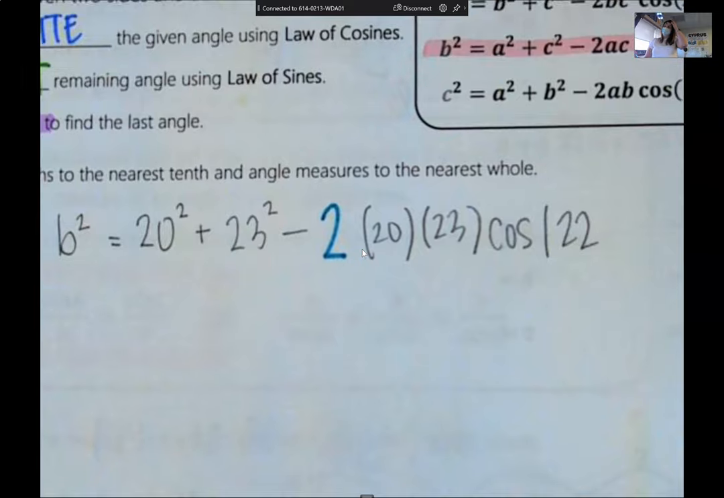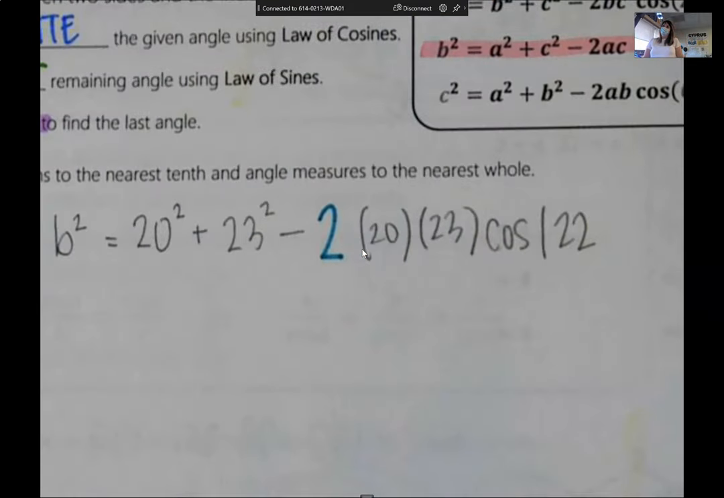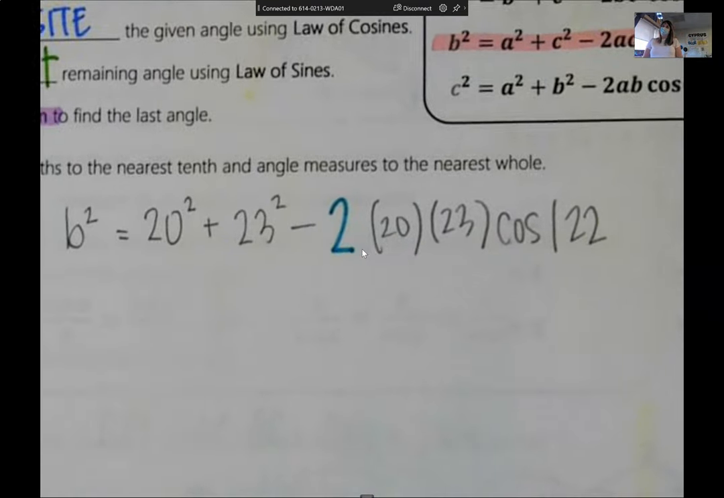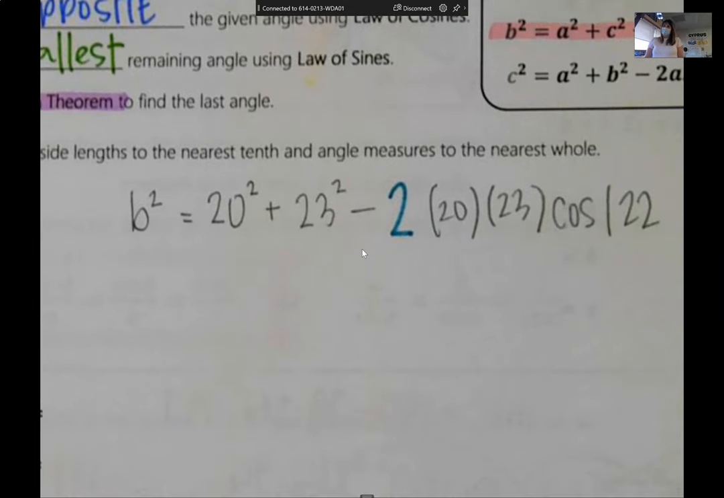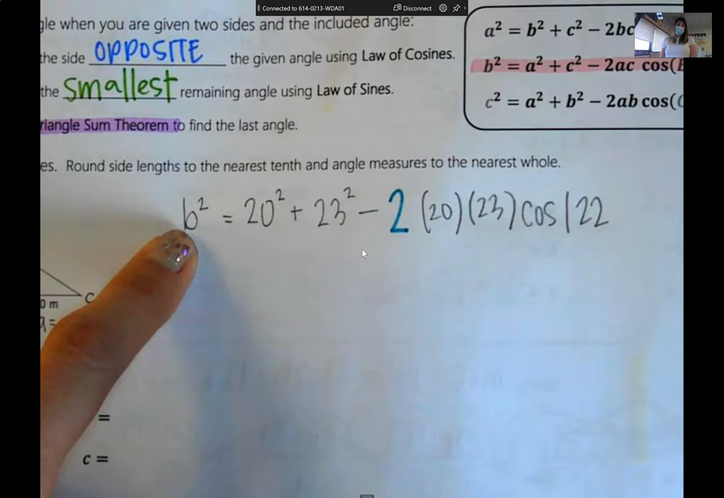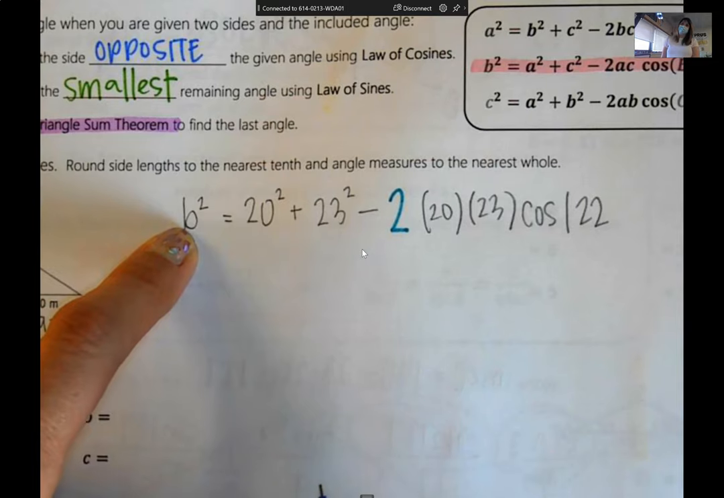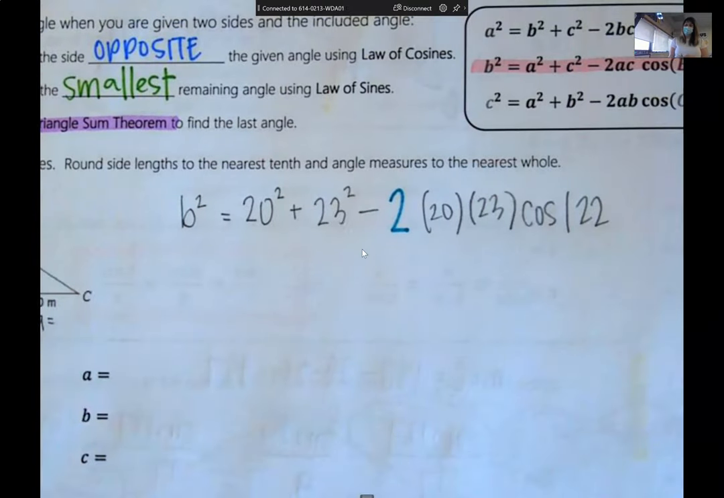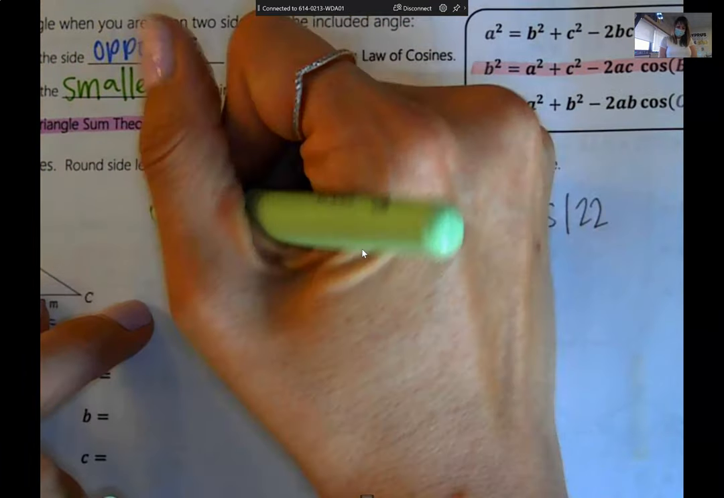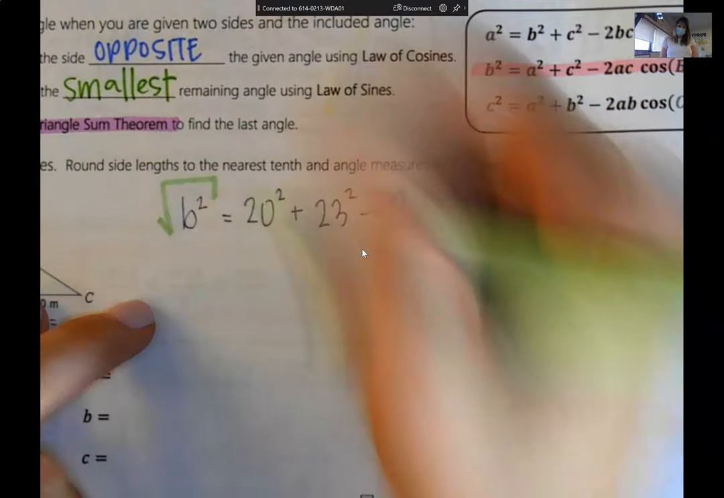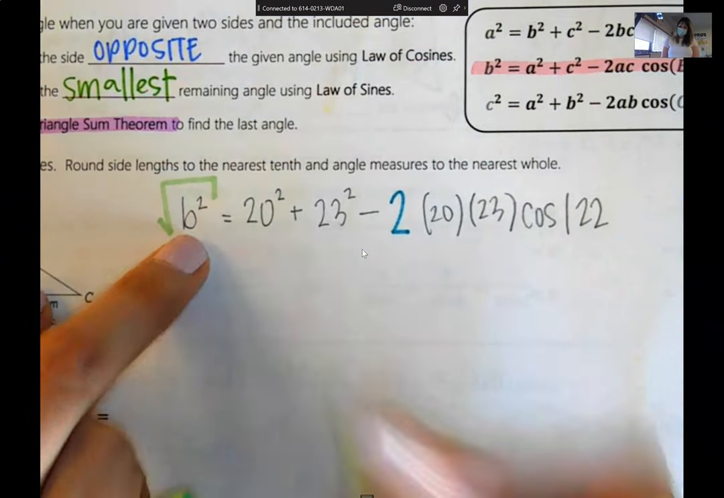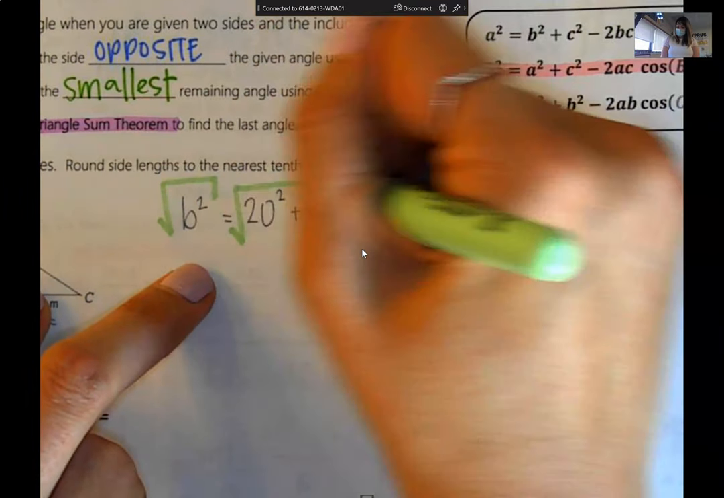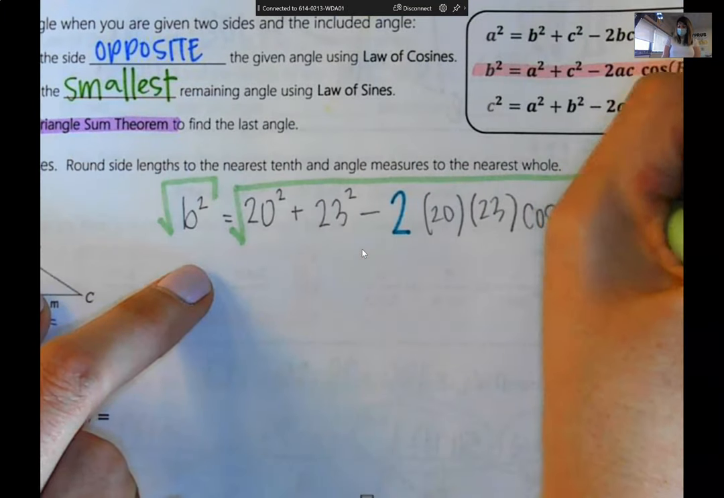So it is a big old ginormous formula that we're plugging in. We want to know B, not B squared. So we don't want to have B times B, we just want to have B. So to get that, we take the root of both sides. So we'll root B squared. Then we're going to root this whole other side.